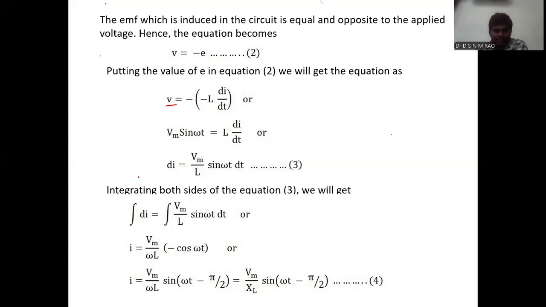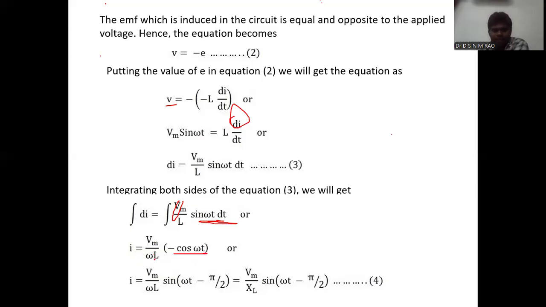So di equals Vm by L into sin omega t into dt. Integrating on both sides to remove the derivative, integral of di equals integral of Vm by L into sin omega t dt. The integral of di is i. Vm by L is a constant term, so we get Vm by L into the integral of sin at, and the integral of sin at equals minus cos at by a.